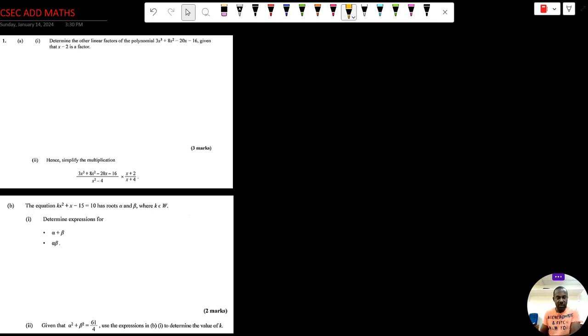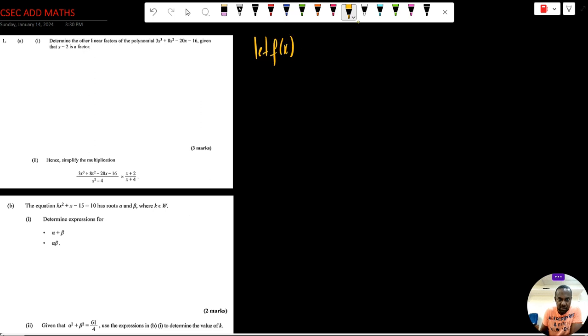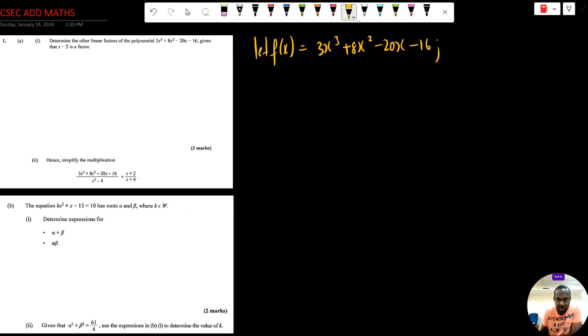Question one, part A says, determine the other linear factors of the polynomial 3x cubed plus 8x squared minus 20x minus 16, given that x minus 2 is a factor. So we'll begin by writing down the polynomial. Let's call the polynomial f of x. So we're going to say let f of x equals 3x cubed plus 8x squared minus 20x minus 16.